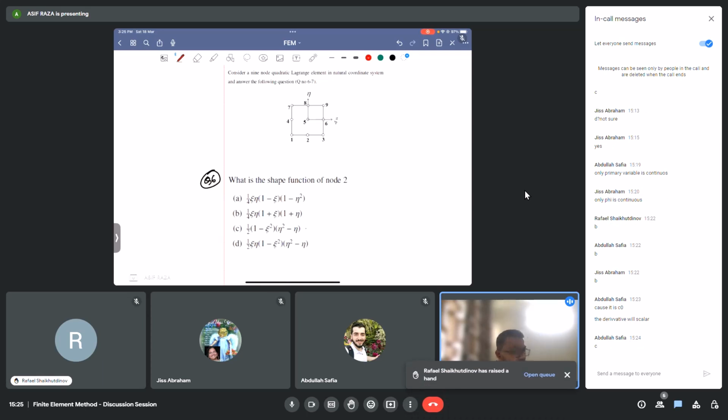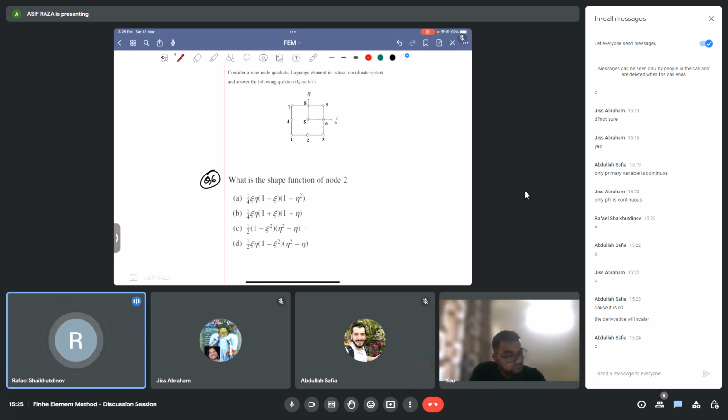Rafael, you may. If we are checking this without guessing, we just need to put the coordinates of the node into the functions, and we need to obtain one value for the coordinates of that node, and for the rest of the nodes we should have 0. So, what are your xi and eta coordinate values for node 2? Xi is equal to 0, eta is equal to -1.